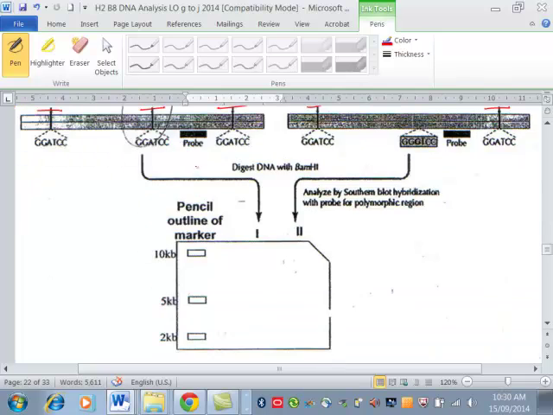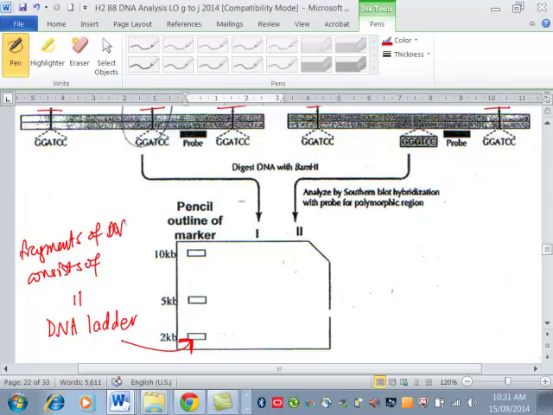Okay, now here, can all of you write down, what is this column called? DNA ladder. What is DNA ladder? I don't have the official textbook. You can always refer to your lecture notes. But I want you to write: DNA ladder consists of fragments of DNA of known sizes. Known size. So here, you are already told this band is 10 kb. This band is 5 kb. This band is 2 kb.